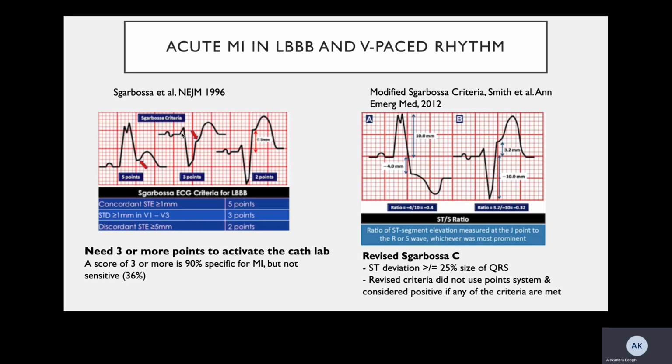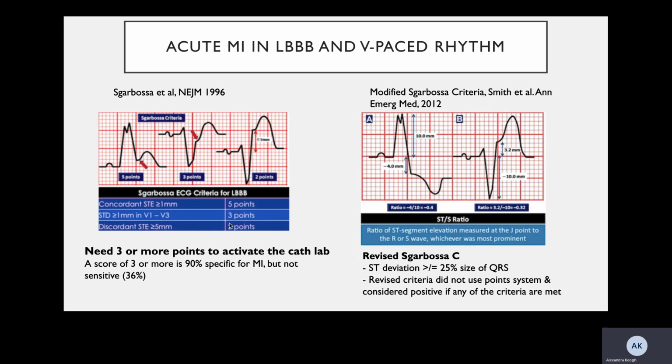If the primary direction of the QRS is pointing down and you have 1 millimeter or more of concordant ST segment depression in the same direction as the QRS, that would also be signs of acute ischemia, and that would get 3 points. If you have excessive discordance, so remember it's normal to have a little bit of discordance. So if the QRS is pointing down, it's normal to have discordant ST segment elevation. However, if it's 5 millimeters or more, that would be considered excessive.